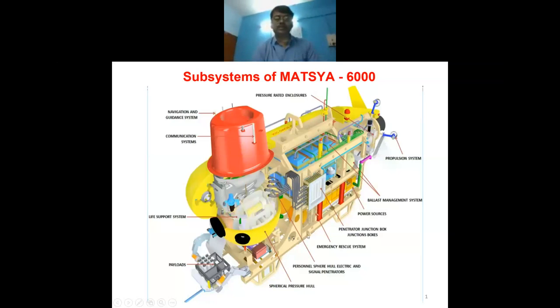This sphere is a pressure hull, basically the personal sphere hull, electric and signal penetrators, then spherical pressure hull, then life support system, communication system, navigation and guidance system. So it's a very complicated system, which involves a multidisciplinary team, and they are working very hard to make it a success by 2024 end.